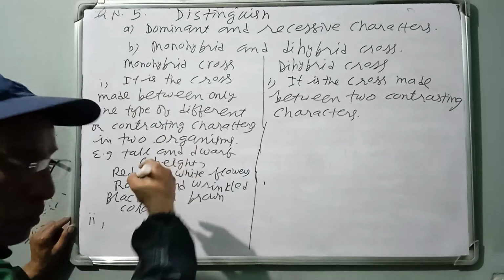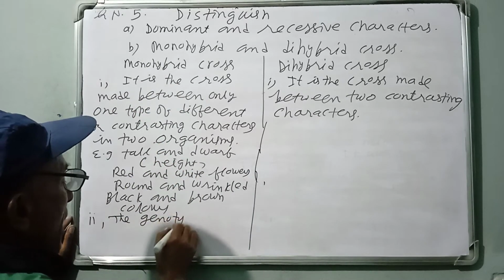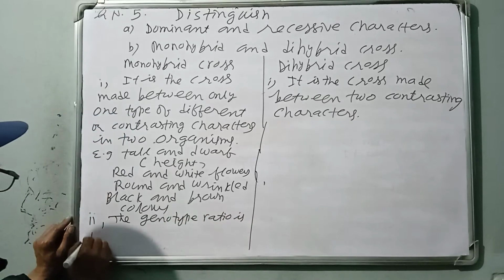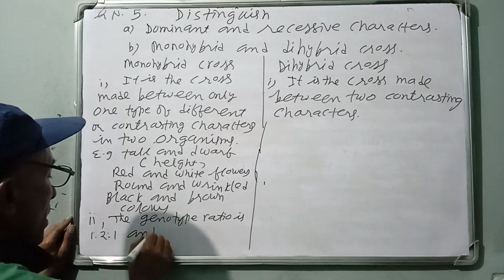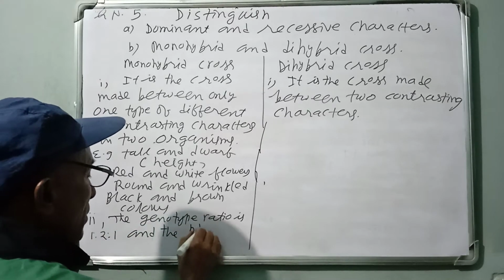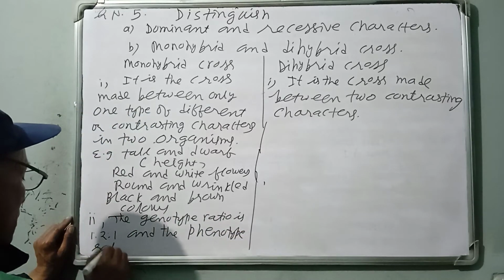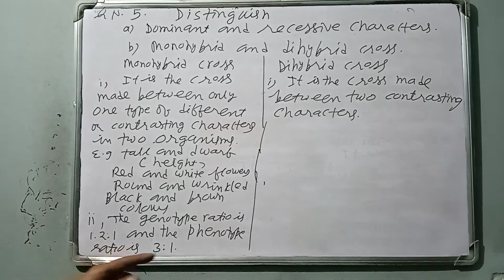Here, the final genotype ratio is 1:2:1 and the phenotype ratio is 3:1. You have to write down the ratio.